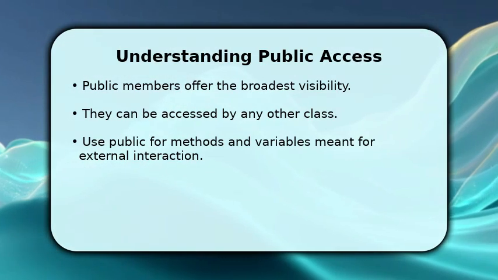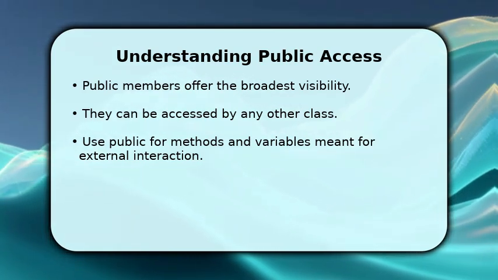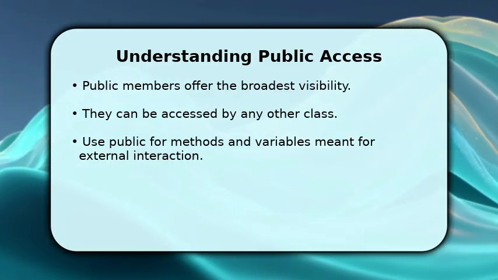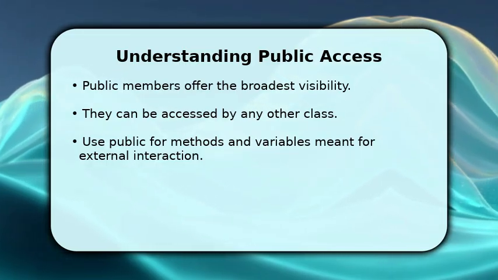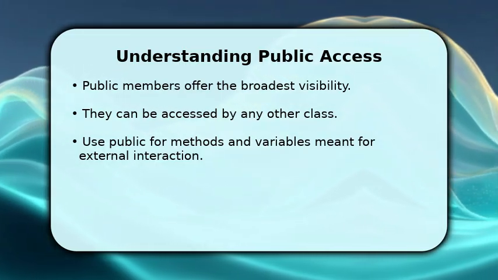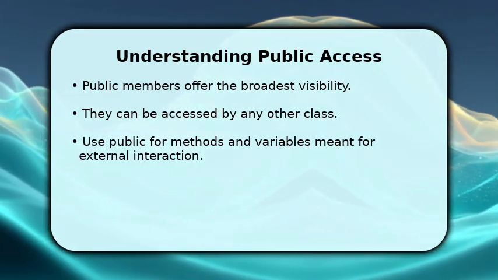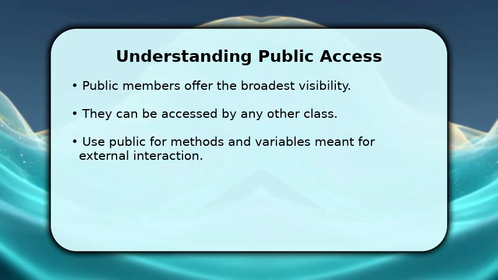The public access modifier grants the widest scope, making elements accessible from any other class or package. This is ideal for methods that form the public interface of your class, allowing other parts of your application to interact with it. While convenient, overuse of public can sometimes lead to less controlled code, so it's important to use it thoughtfully for external communication.